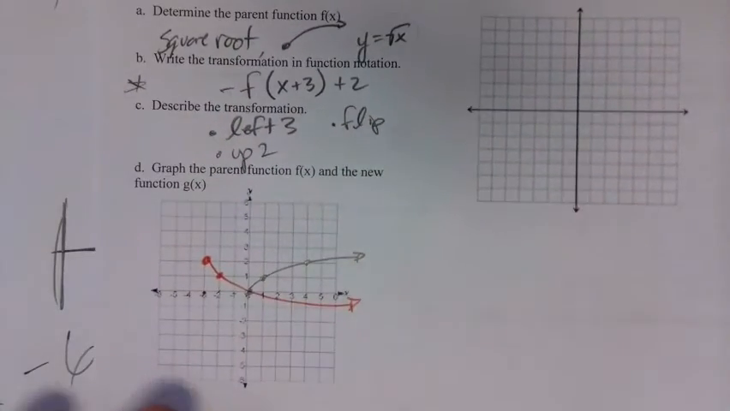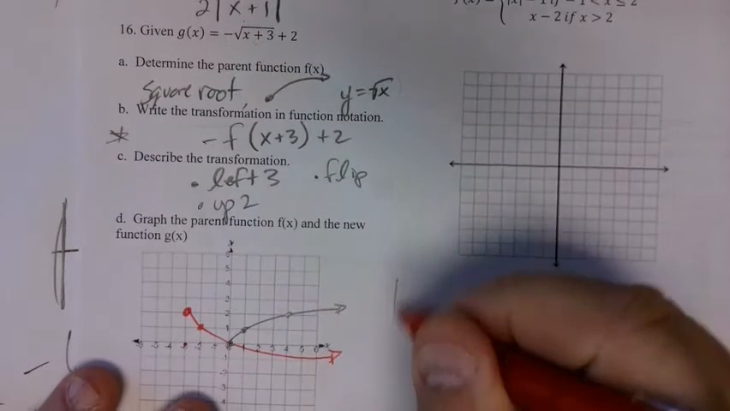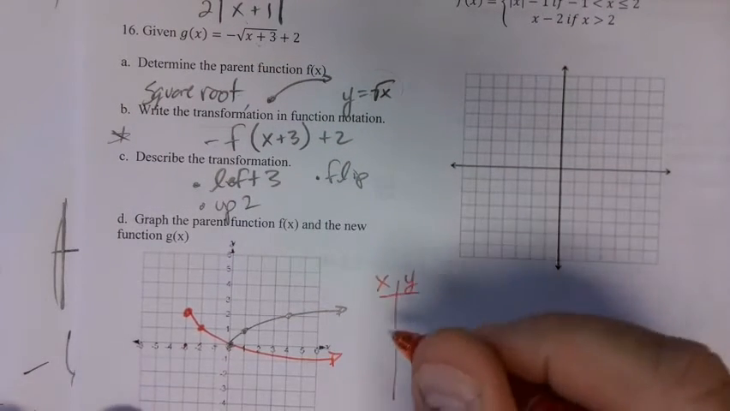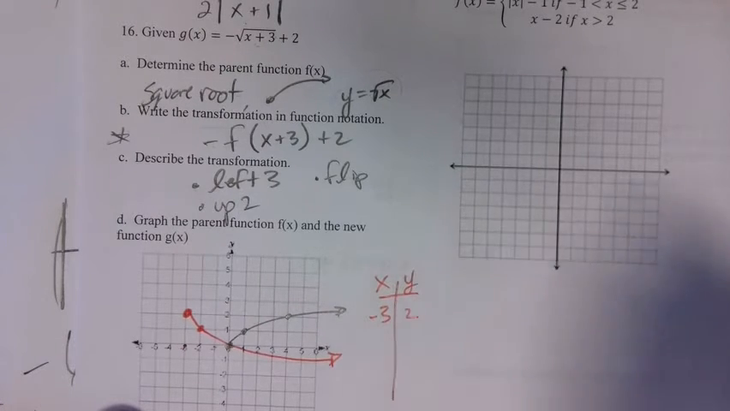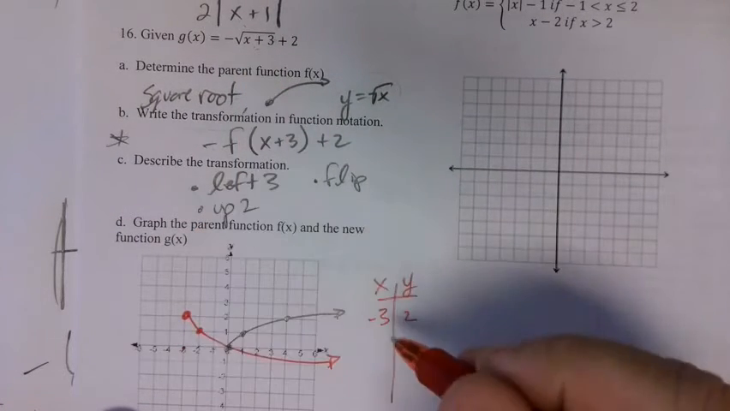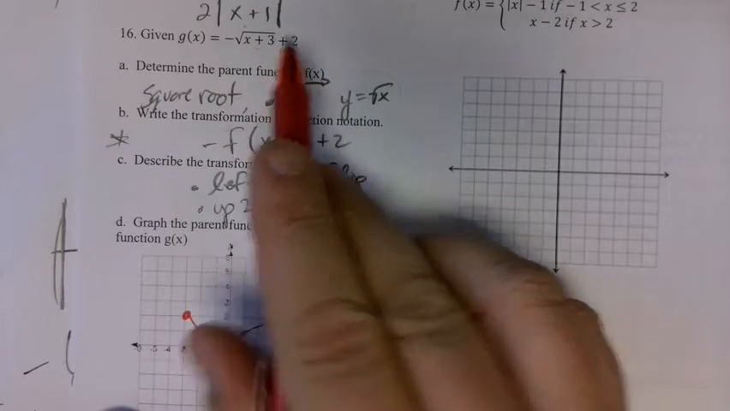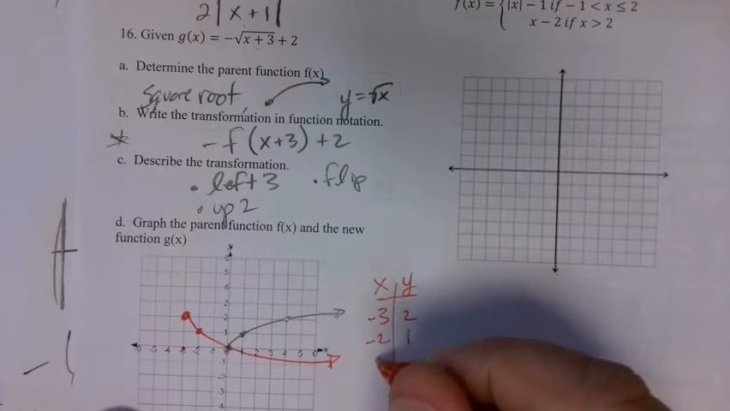guys. If you're just like, I don't know how to do this, I can't remember how to graph it, make yourself a T-chart and put in a bucket load of points. If I put in a -3 here, it's going to spit out a 2. If I put in a -2 here, -2 plus 3 is 1. Square root of 1 is 1. -1 plus 2 is 1. It'll spit out a 1.